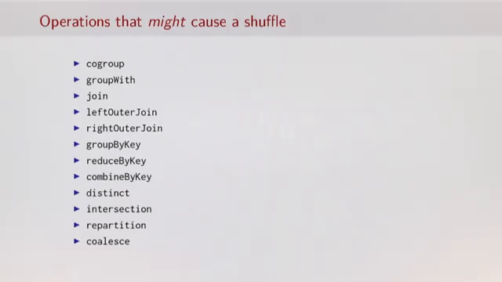Of course, the usual suspects are here. We have the different kinds of joins, we have the group by keys, reduce by keys, combine by keys, and then there are other operations like repartition or coalesce. And as their names suggest, these operations sound like they have something to do with partitioning, so of course if they're partitioning data, they're going to be moving data around. These are the sorts of operations that may possibly cause a shuffle.